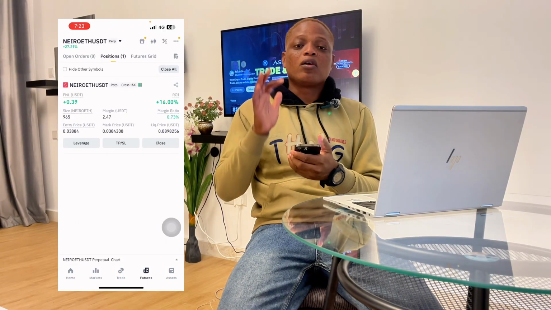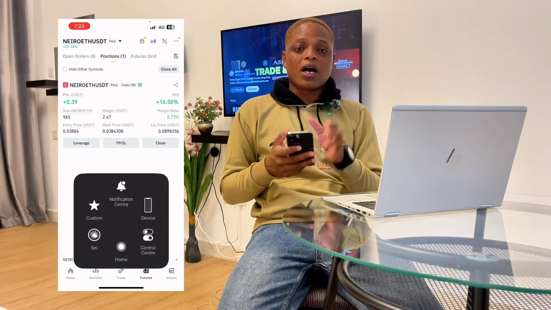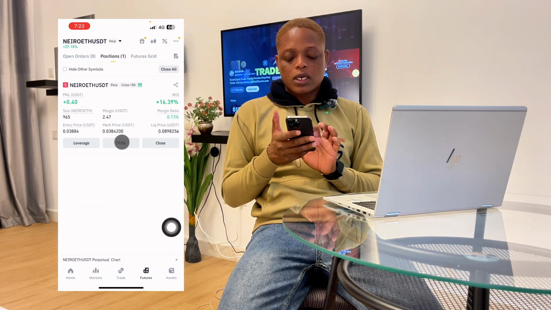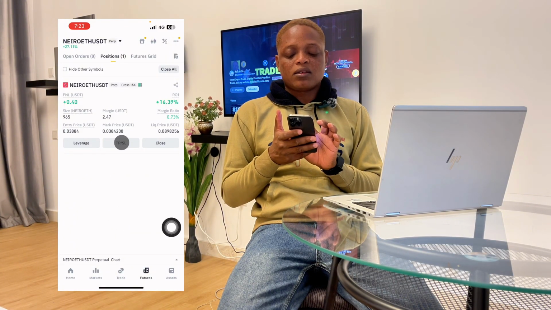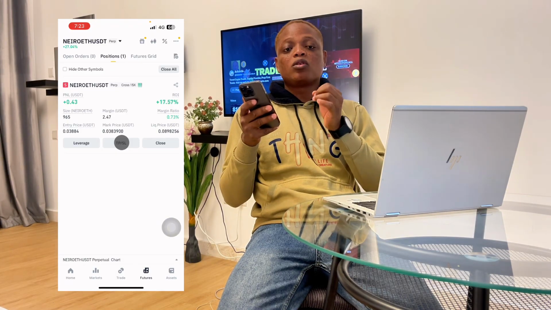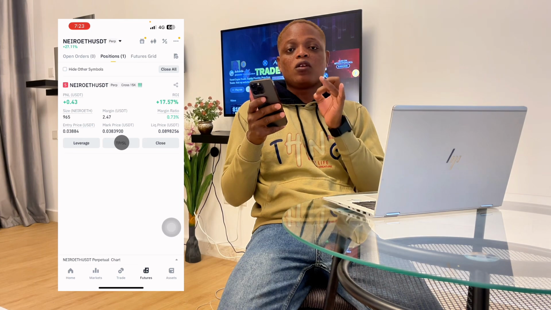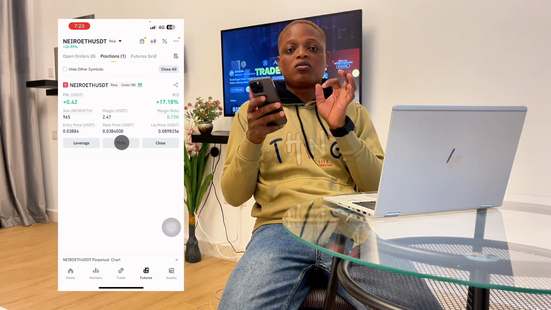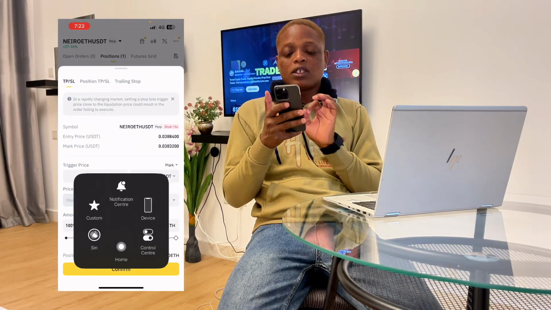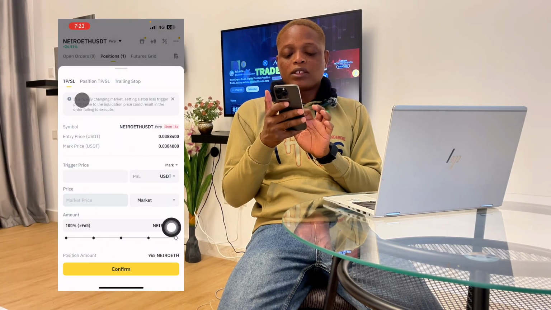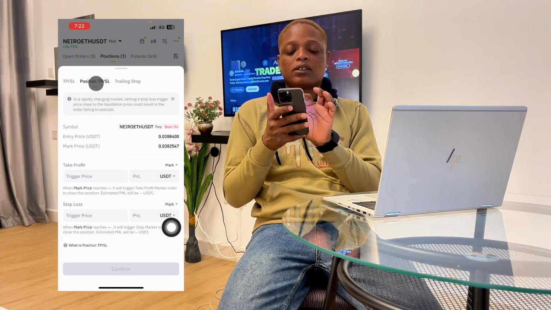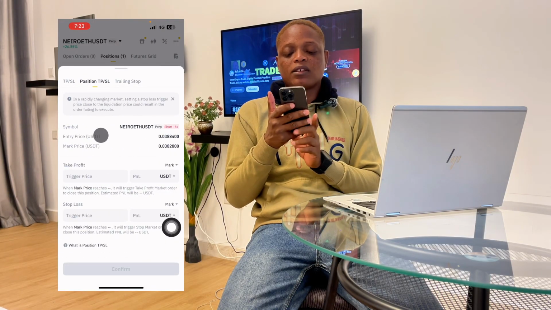So we need to add our stop loss and take profit. To add our stop loss and take profit, what I need to do is I'll just click on the TP/SL. Anytime you are seeing TP, it means take profit, where you want to exit the market if the trade is going in your favor. SL is where you want to exit the market if the trade is not going in your favor. So I'll just click on the TP/SL. Once I click on the TP/SL, you can see we have position TP/SL. So click on position TP/SL.